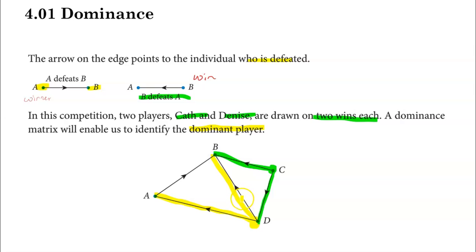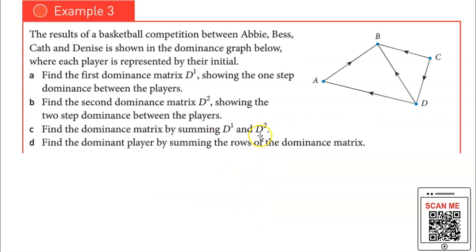So therefore, I will show you how to identify the dominance player by performing the dominance matrix. So look at this example 3. The result of a basketball competition between A, B, C, D are shown in the dominance graph below, which we already drew just now. So let's look at A. Find the first dominance matrix D1, showing the one-step dominance between the players.